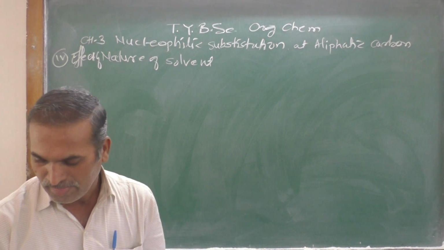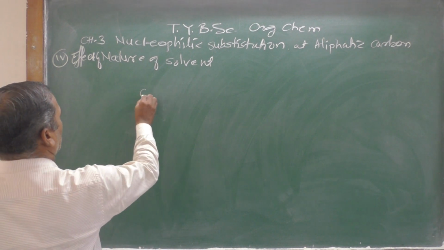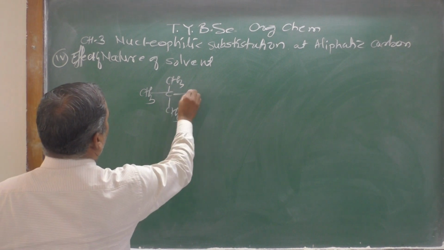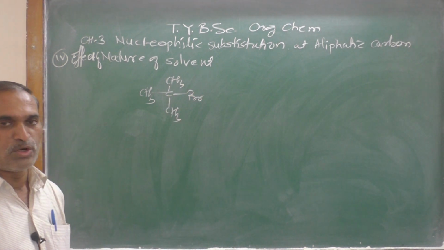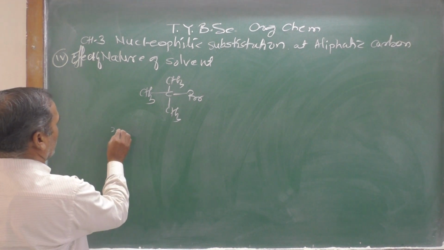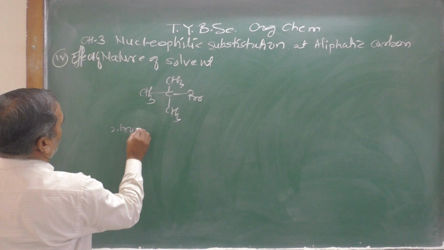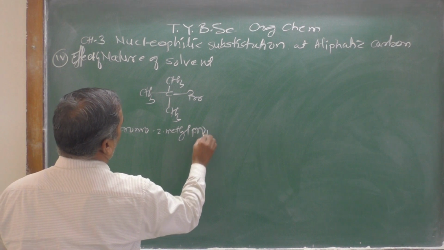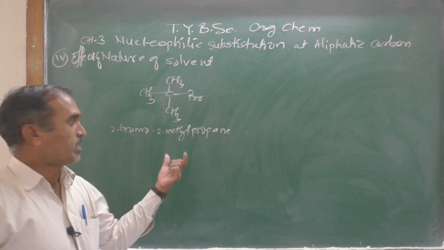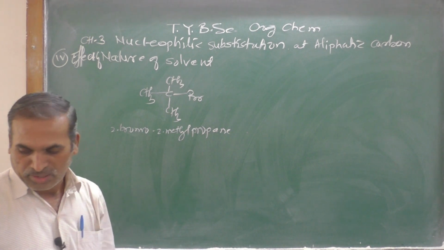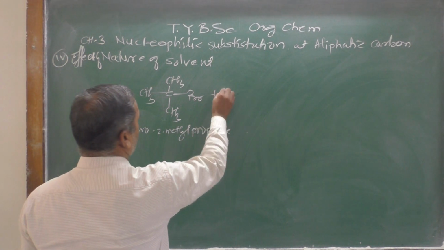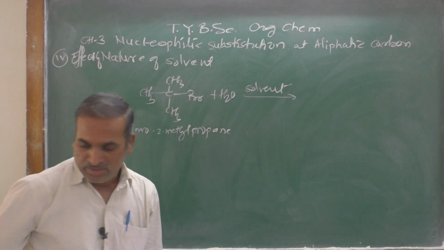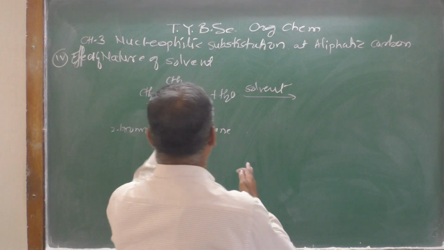So, for example, let us see a general example. Suppose we have a substrate (CH3)3C-Br, whose IUPAC name is 2-bromo-2-methylpropane, or the common name is tertiary butyl bromide. When we use H2O, water, as a solvent, what happens there? There is a formation of the carbocation, right?